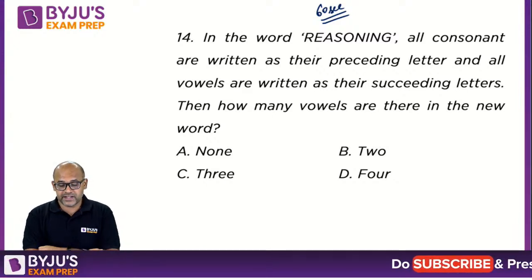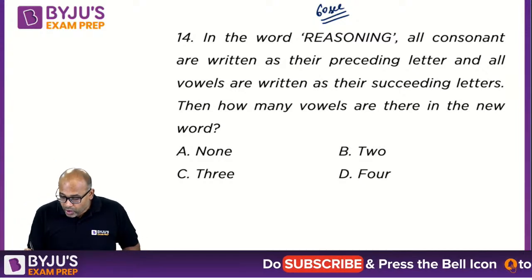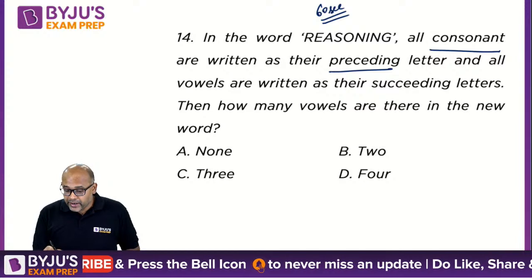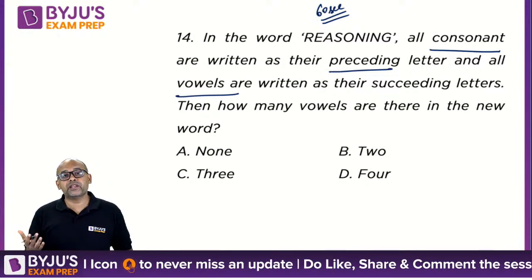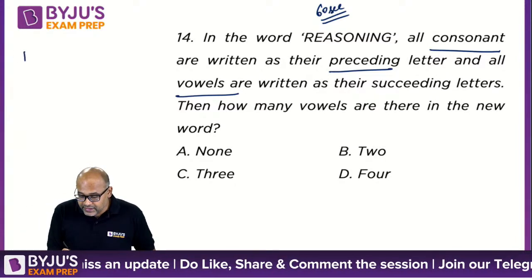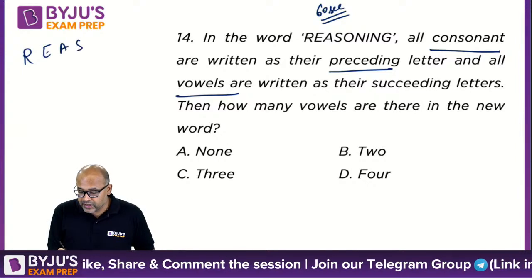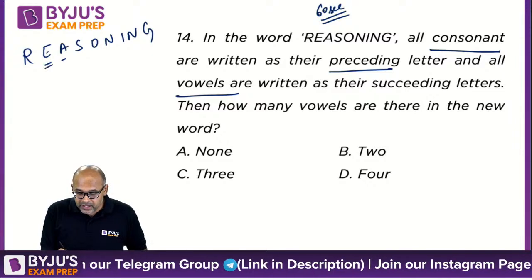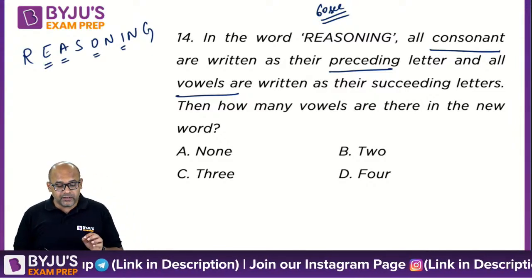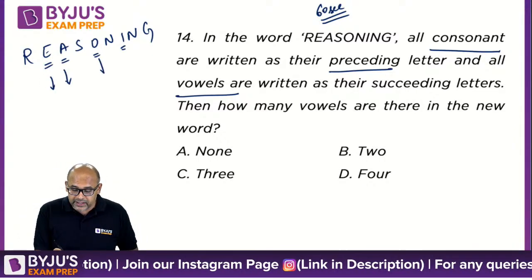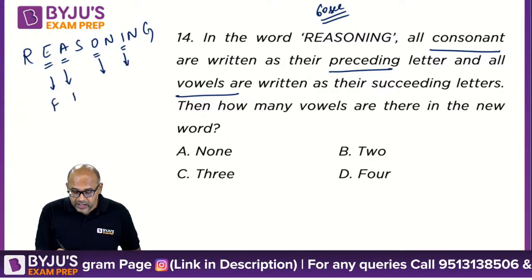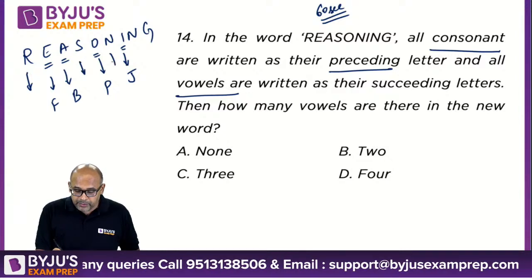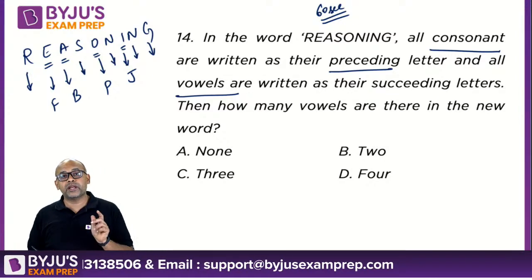Okay, so that's your 60 seconds. So what are they saying here? All consonants should be replaced by their preceding letters and all vowels should be replaced by their succeeding letters. So reasoning, R-E-A-S-O-N-I-N-G. So the vowels are E-A-O-I. So the vowels should be replaced by succeeding letters. So succeeding letters: E-F, A-B, O-P, I-J.